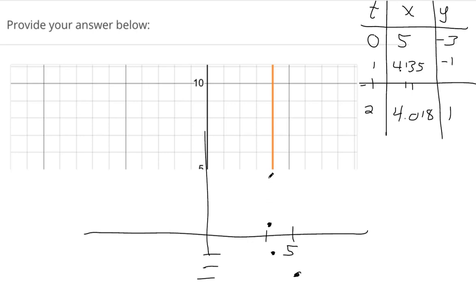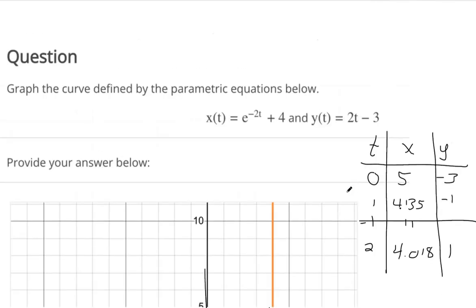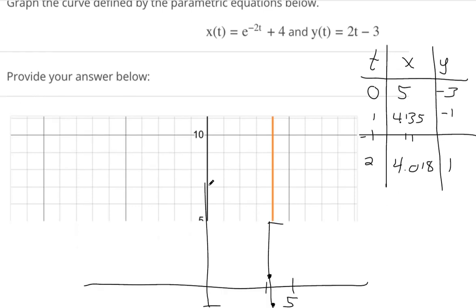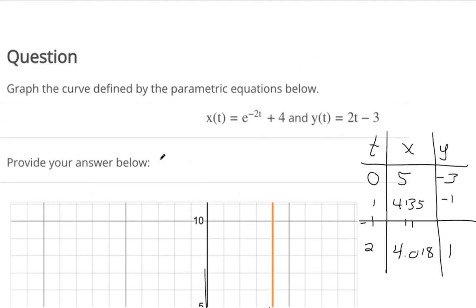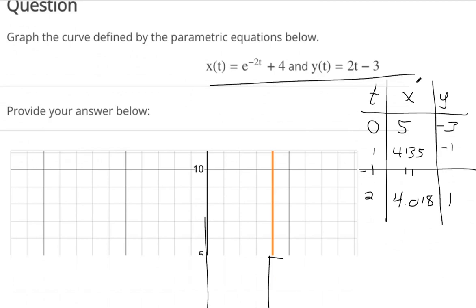And you should see as t goes up, the curve should look something like this. Okay, sorry I'm not able to pull it up in Newton to see exactly how to draw those dots. But that's how you'd make a table and that's how you would plot that curve.